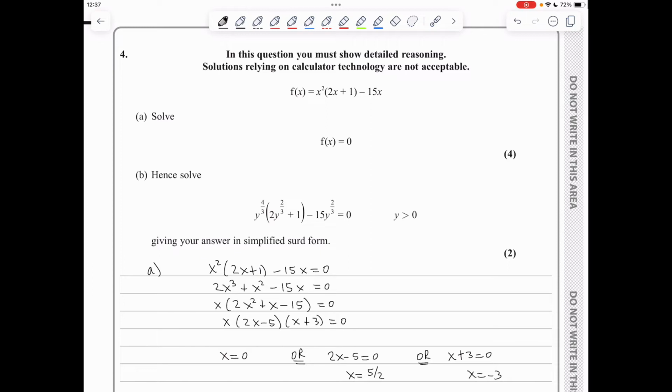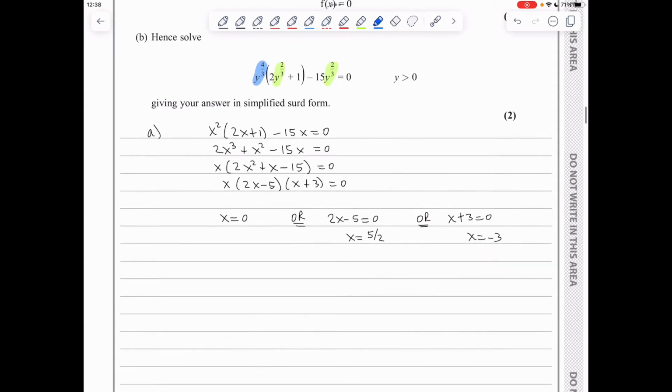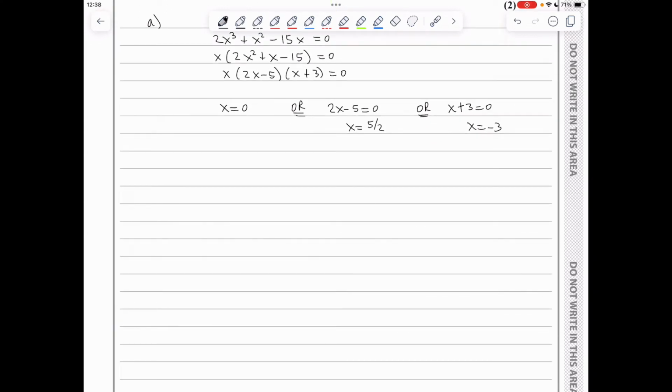In part B, it says, hence solve this equation here, giving our answer in simplified surd form. So we need to spot a connection between part A and part B. Any other method will score 0 marks because it's a hence. And it doesn't take long to notice that the x became y to the 2 over 3. Similarly here, x became y to the 2 over 3, and x squared is y to the 4 over 3. So we simply notice that the second equation in part B is simply the first one with x being y to the 2 over 3.